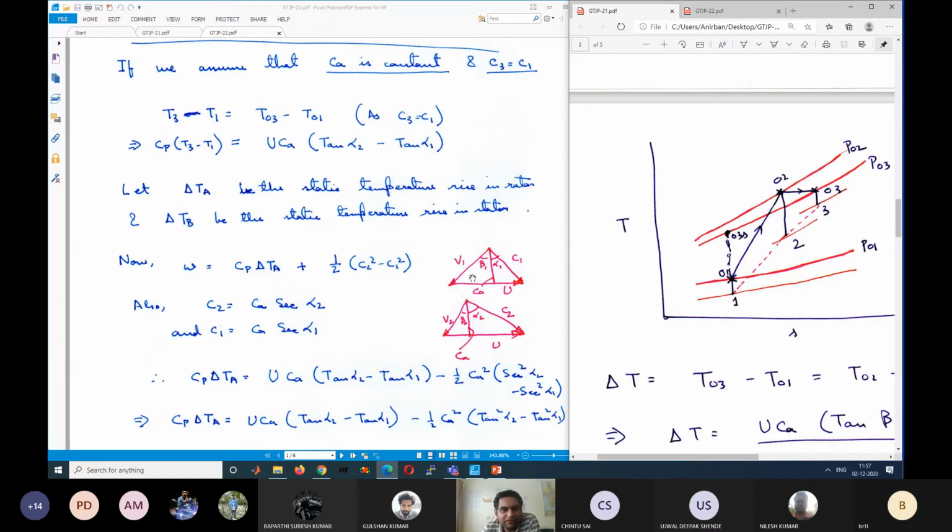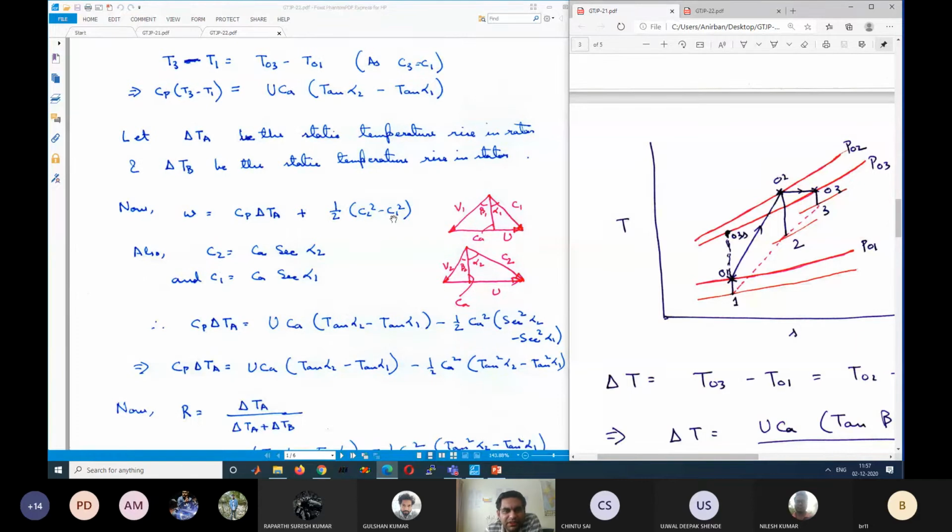Now from the velocity diagram, what is C2? C2 cos alpha 2 is Ca, or C2 is equal to Ca by cos alpha 2, or Ca sec alpha 2. Similarly, C1 cos alpha 1 is equal to Ca, or C1 is equal to Ca by cos alpha 1, which is Ca sec alpha 1.